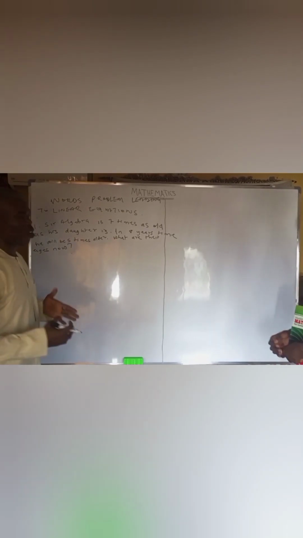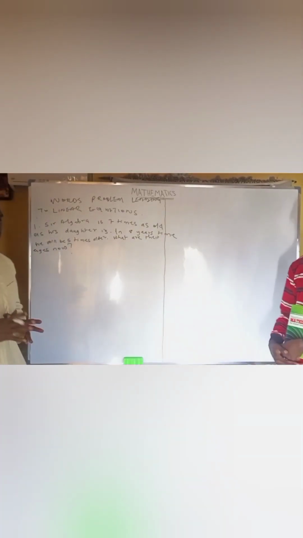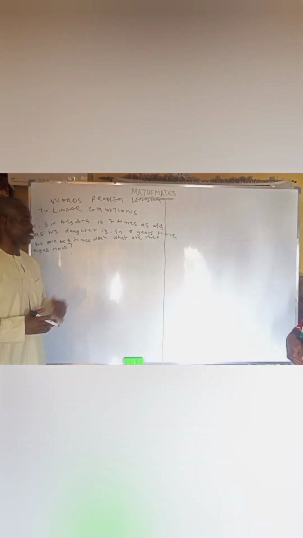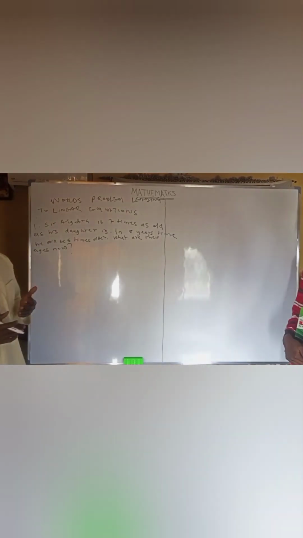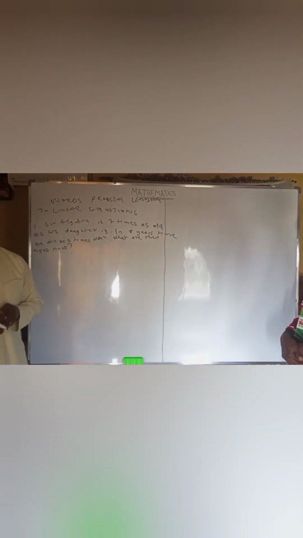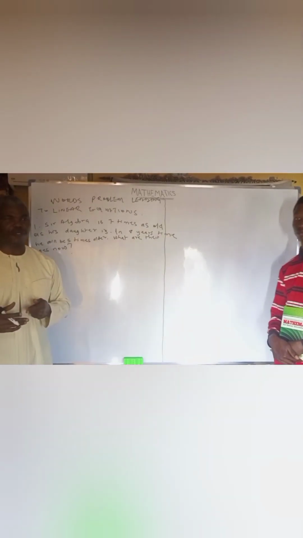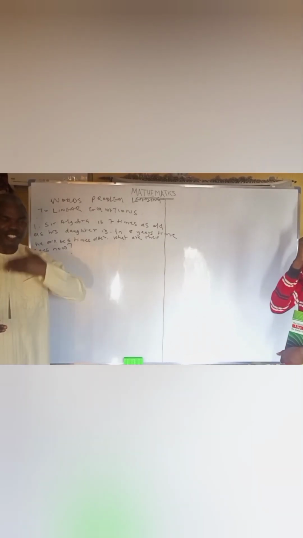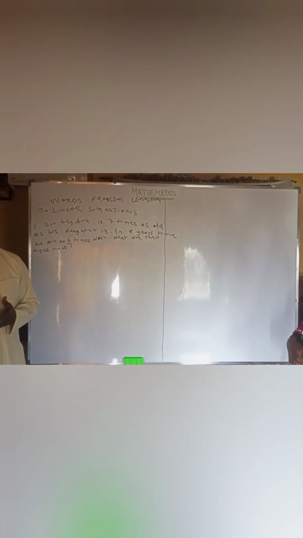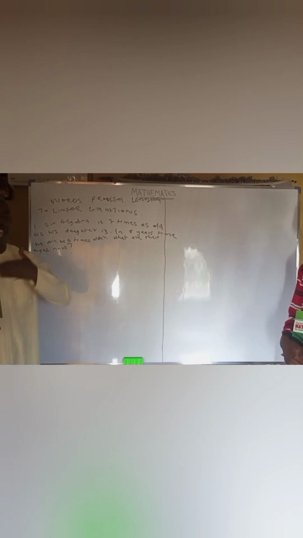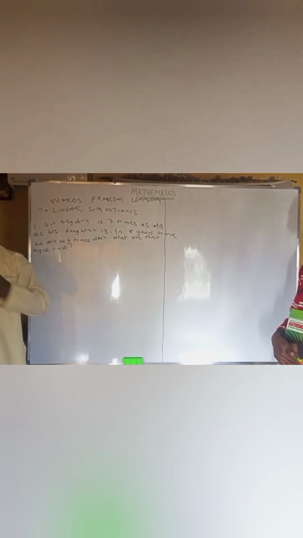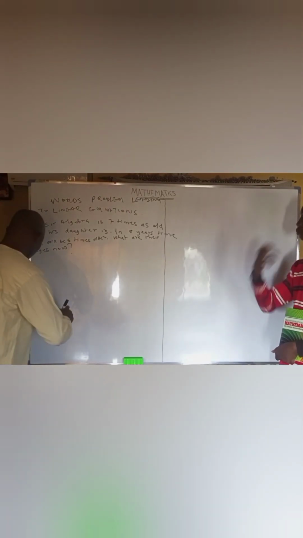Good question. This is a typical example of a word problem leading to a linear equation. So let's tackle the first sentence: algebra is 7 times as old as his daughter is. In the first sentence, we know that the father is 7 times the daughter's age. So let's assume that the daughter's age is m. Then the father's age will be 7 times m.